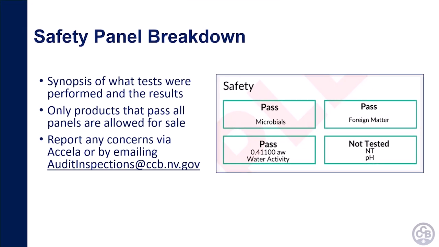The safety testing panel table, to the right of the product sample information, is a quick breakdown of which testing panels were conducted and if they passed or failed. All products sold at a cannabis sales facility are required to pass testing in order to be sold to consumers. If you ever receive a COA with a fail in any of the safety panels, please report this immediately to the CCB, either through the Acela portal or by emailing auditinspections@ccb.nv.gov. A breakdown of the safety tests performed can be found on the following pages of the COA, which we'll cover in a few slides.